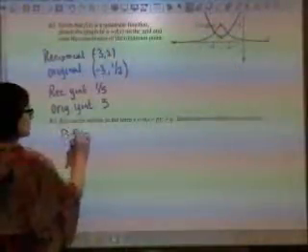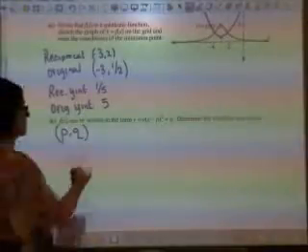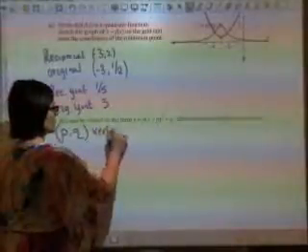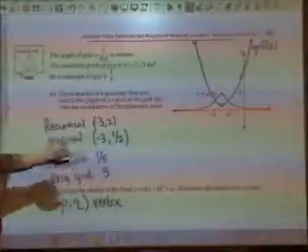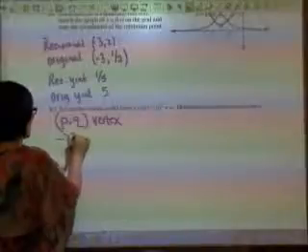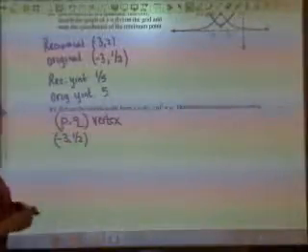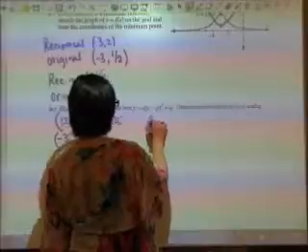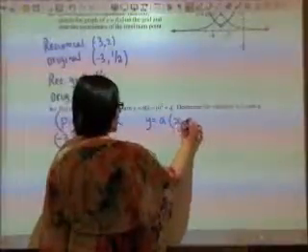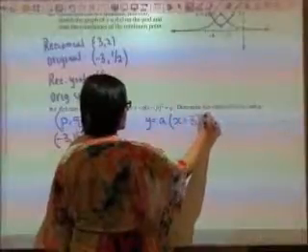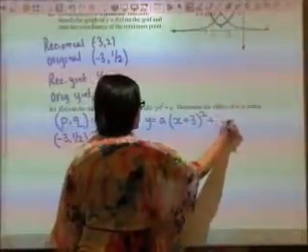So if we go back to what we know, what are p and q? It's the vertex. So what is the vertex in my graph? It was this point right here, which was my negative 3 and 1/2. So negative 3 and 1/2. So in my equation, I would have y equals a times x minus negative 3, which would be x plus 3 squared plus 1/2.